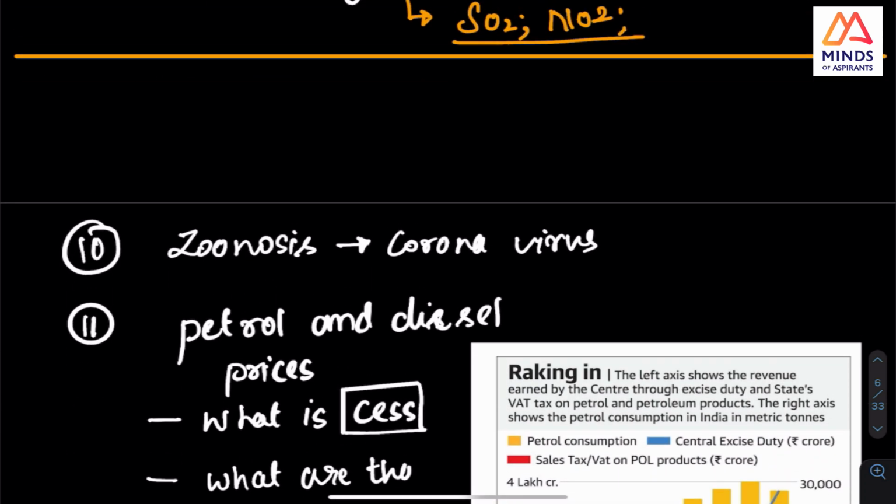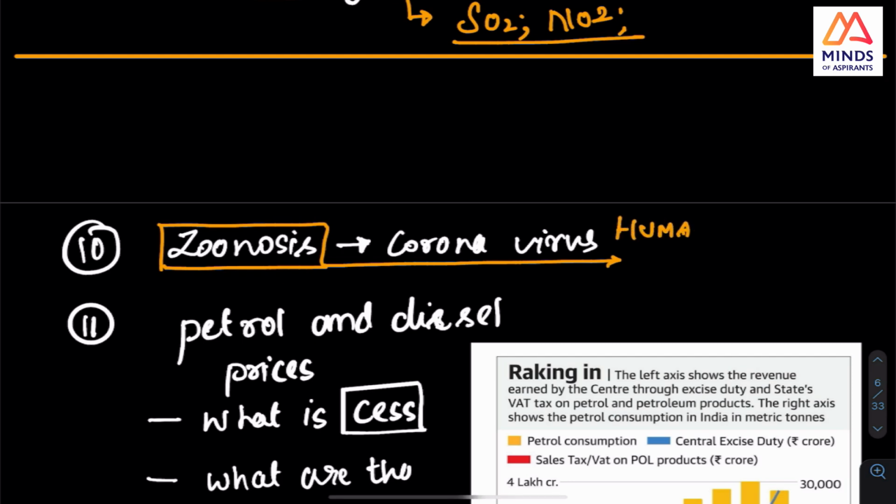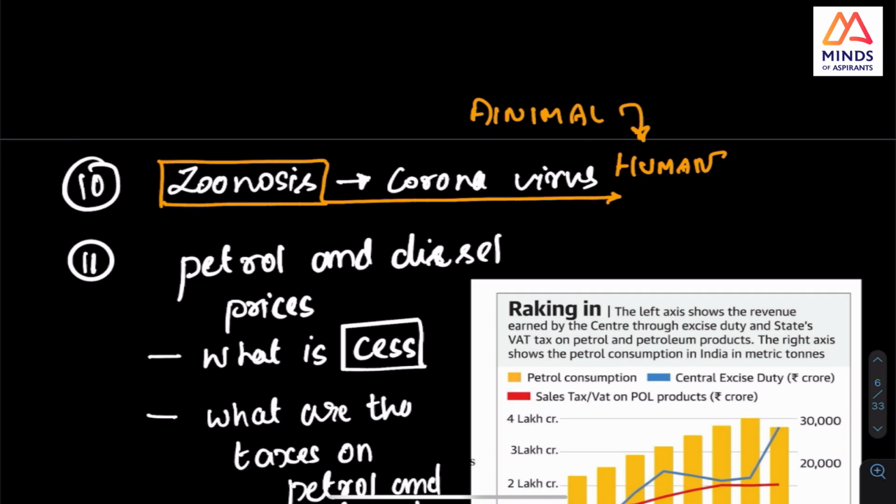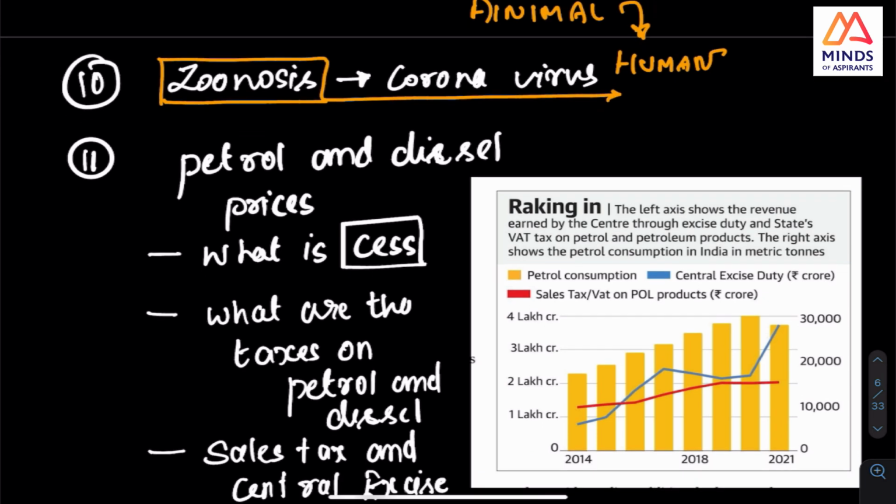And then one more thing, the keyword zoonosis. From animal to human, so human transmission, like coronavirus, will that be transmitted from animal to human? Is any other virus there? So things like that are there.